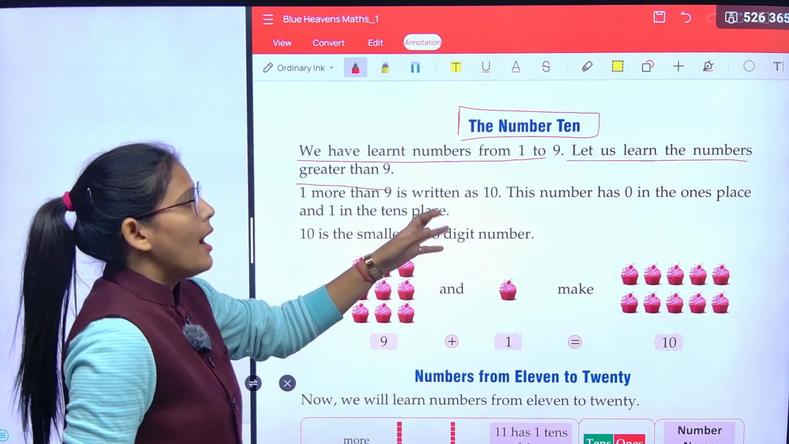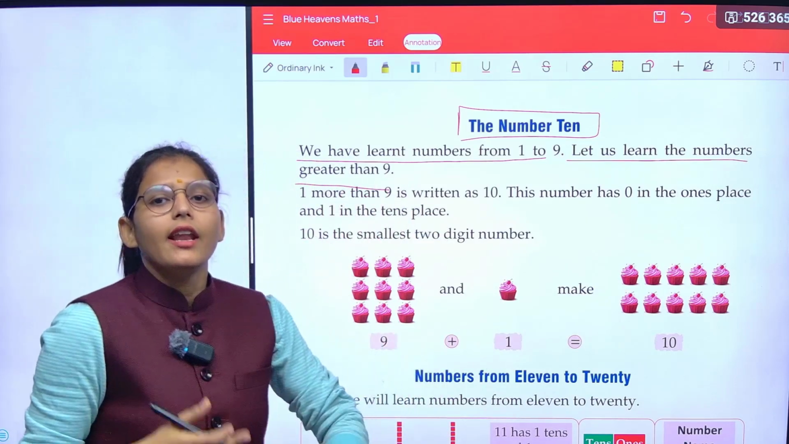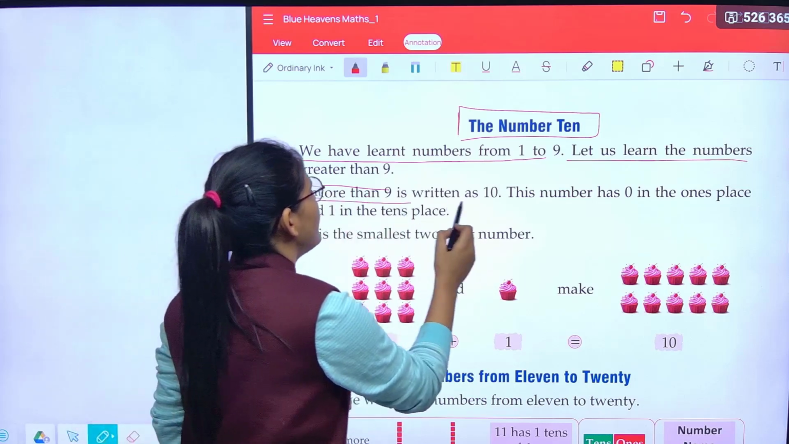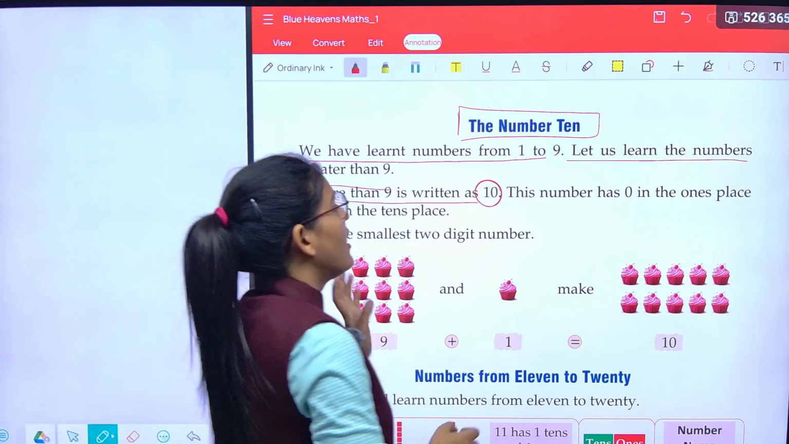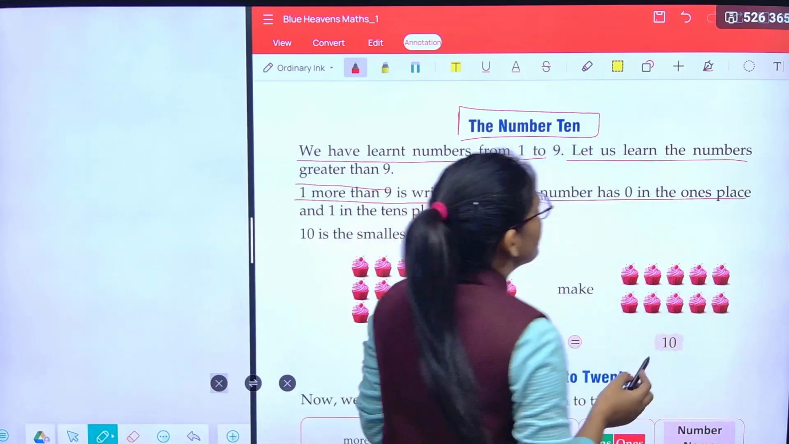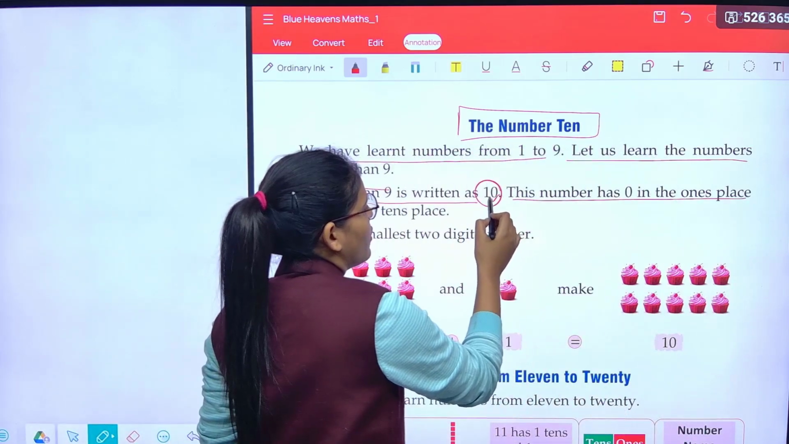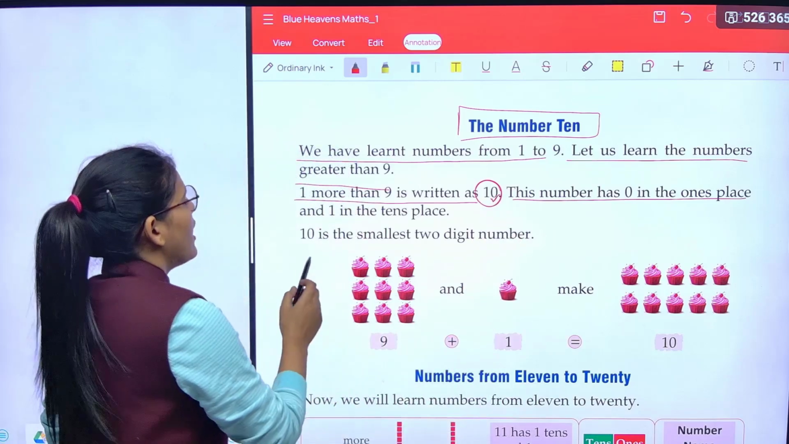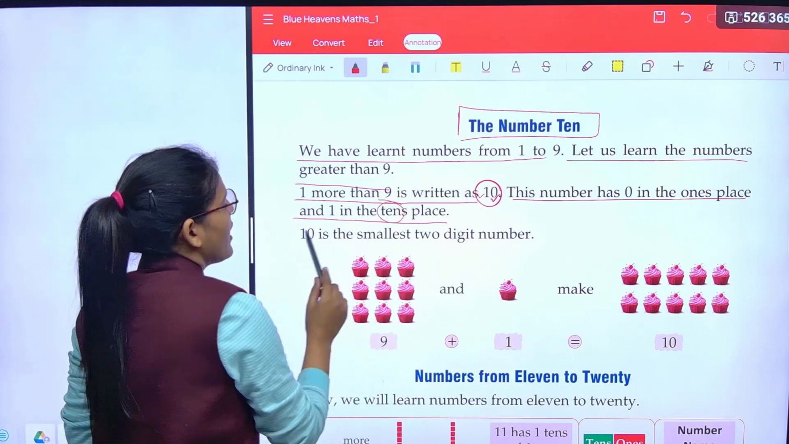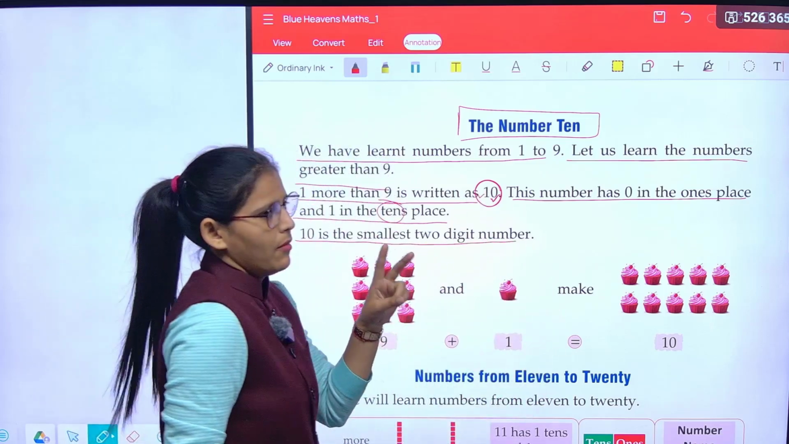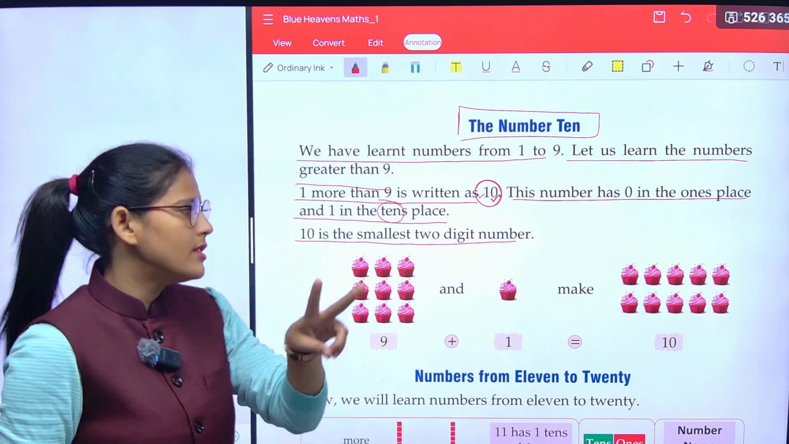Class, अब हम किसके बारे में पढ़ेंगे? Numbers greater than 9. So 1 more than 9 is written as 10. This number has 0 in the ones place. Class, यहाँ पर इसके 0 है at the ones place. Now class, and 1 in the tens place. Understand? 10 is the smallest 2-digit number.